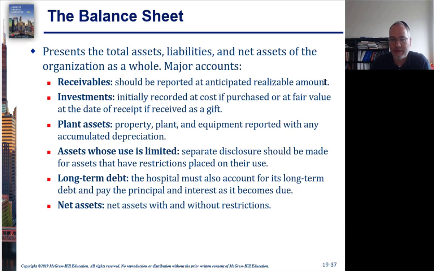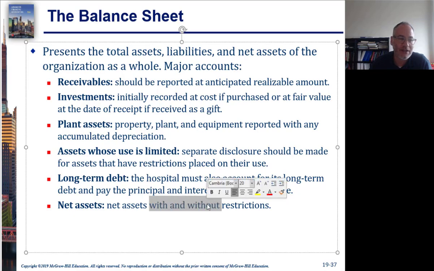Plant assets are recorded at cost, obviously, with accumulated depreciation. Assets whose use is limited are, for example, assets with restrictions by donors. Long-term debt is long-term debt, and net assets would be without and with restrictions. Here they said with and without. You should really say without first. Let's look at a balance sheet.